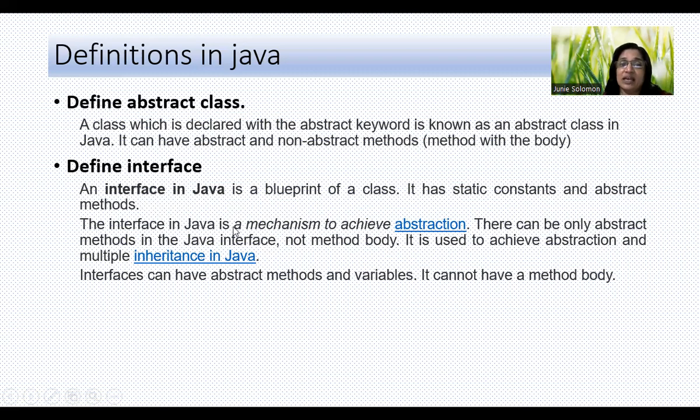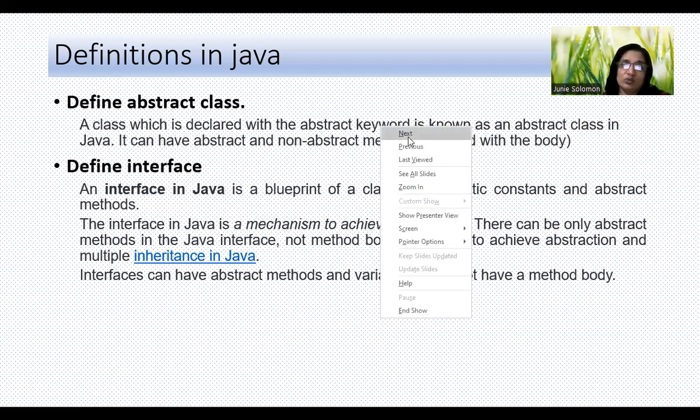The interface in Java is a mechanism to achieve abstraction. There can be only abstract methods in a Java interface, only abstract methods, no method body. It is used to achieve abstraction and multiple inheritance in Java. An interface can have abstract methods and variables. It cannot have a method body. So when you define an interface, you need to write all these points. Then only you get at least 2 marks. Okay, so let's go to the next one.